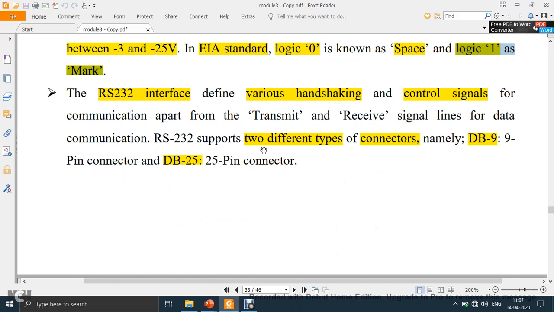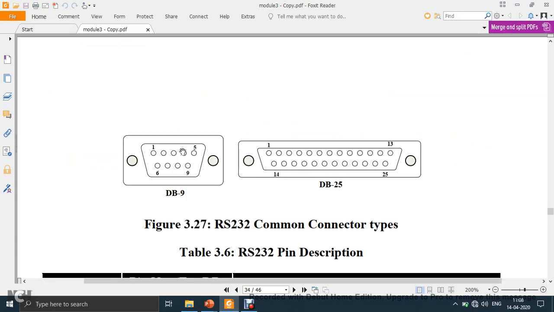In RS-232 there are two different types of connectors, DB9 and DB25. What does DB9 mean? It is a 9-pin connector, that's all. That is why it is known as DB9. And DB25 is obviously a 25-pin connector. This is the diagram you can see. To the left is the DB9 connector, which has only 9 pins, and DB25 has 25 lines.